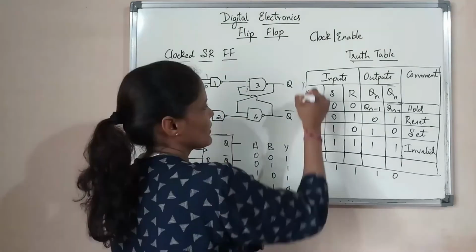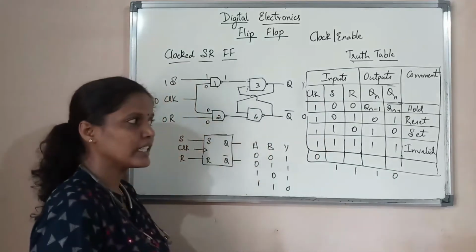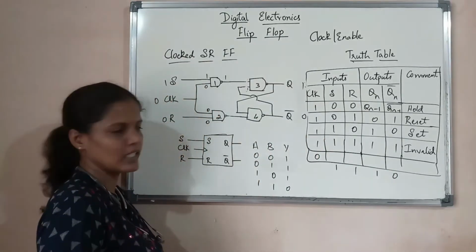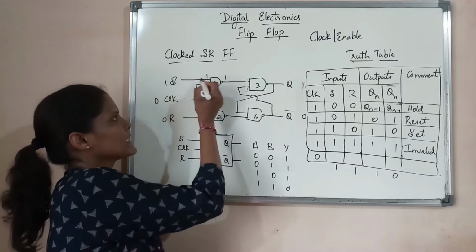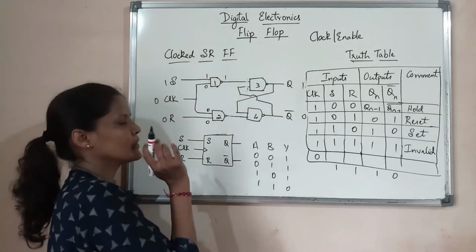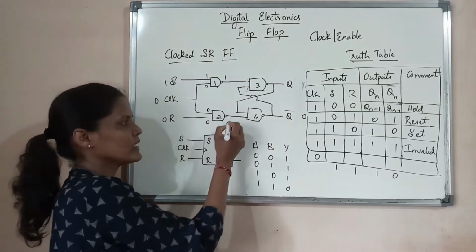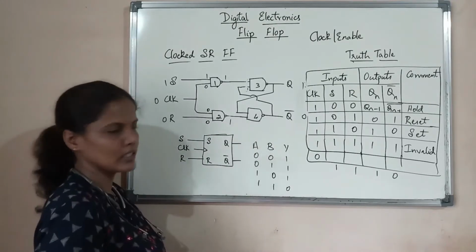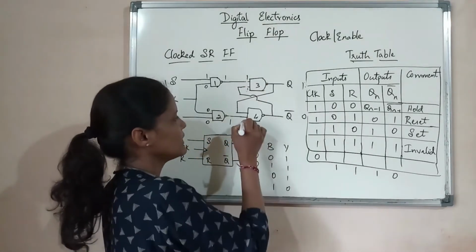Let me erase all this. ಈ 1 0 ಏನಿತ್ತು ಅದನ್ನ ಹಾಗೆ ರಿಟೈನ್ ಮಾಡ್ಕೊಂಡಿದ್ದೀನಿ, ಅದನ್ನ ಚೇಂಜ್ ಮಾಡಿಲ್ಲ. ಓಕೆನಾ? ನಾವು s ವ್ಯಾಲ್ಯೂ 1 ಇದೆ, ಕ್ಲಾಕ್ ವ್ಯಾಲ್ಯೂ 0 ಇದೆ, the output is equal to 1. r ವ್ಯಾಲ್ಯೂ 0, clock is 0, the output is equal to 1. ಹೌದಾ? ನಾವು this is equal to 1, this is equal to 1.